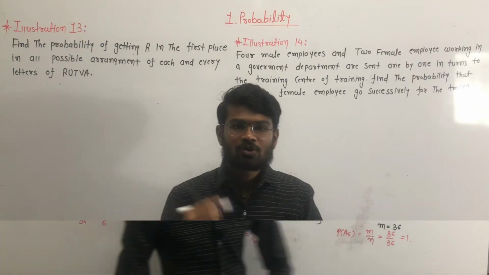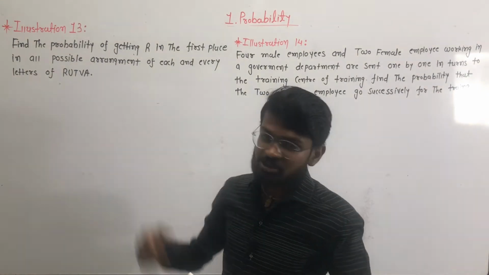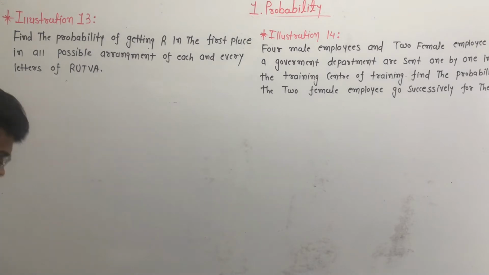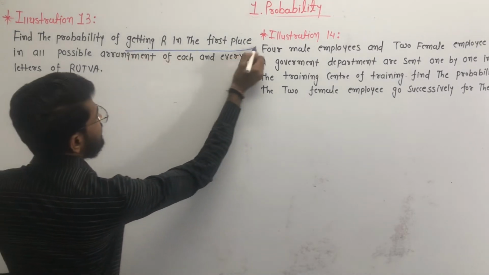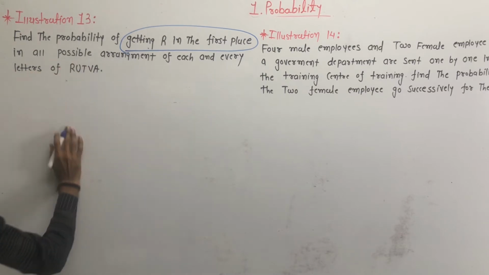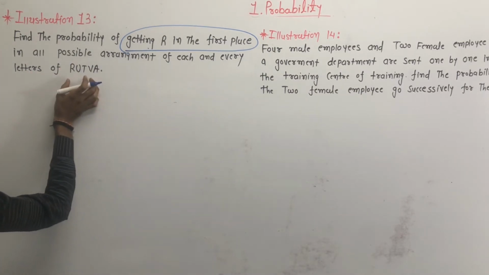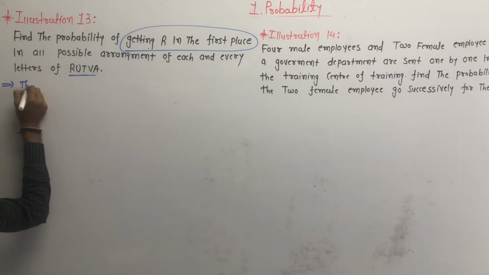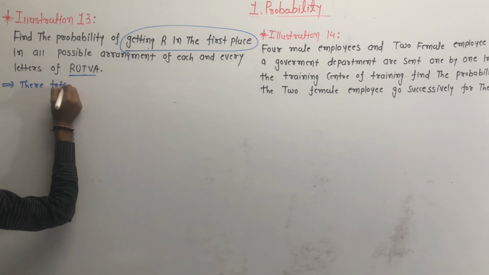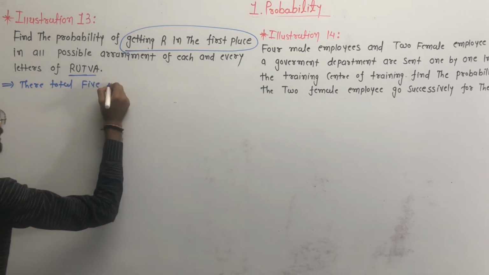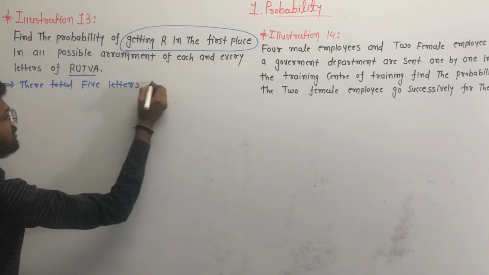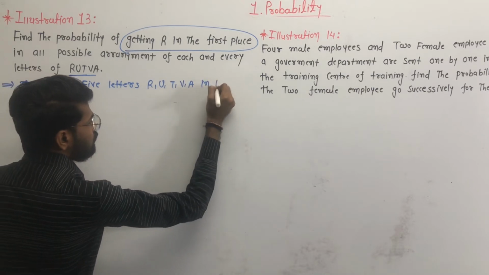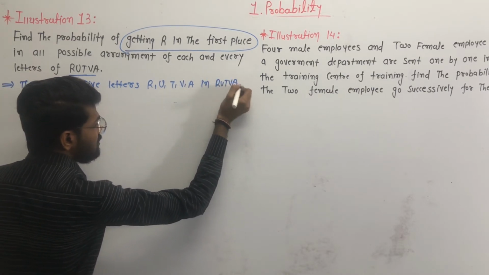Write it down. Okay, now we are going to solve illustration number 13. Illustration number 13 is the probability of getting R in the first place. Our event is getting R in the first place in all possible arrangements of each and every letter of Rutva. There are a total of 5 letters, which are R, U, T, V, A in Rutva.